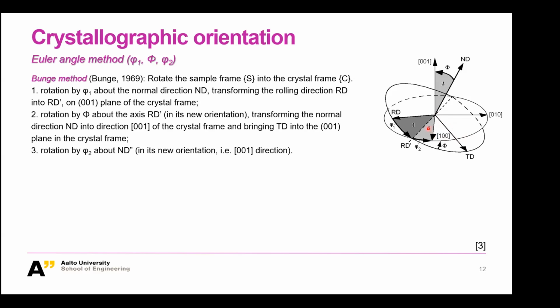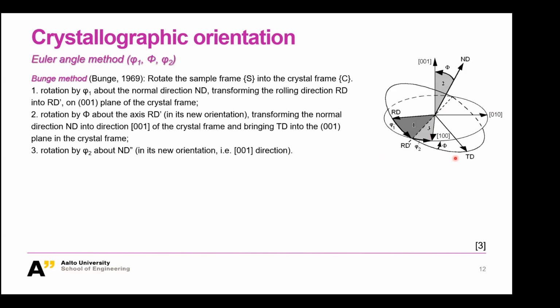Then the third step is rotation around this 001 axis, which is actually your new ND axis. The rotation is by the phi 2 angle. This phi 2 angle will bring your RD finally to your 100 axis, and at the same time, your TD will be here on the 010 axis. This is because all these coordinate systems are orthogonal systems.